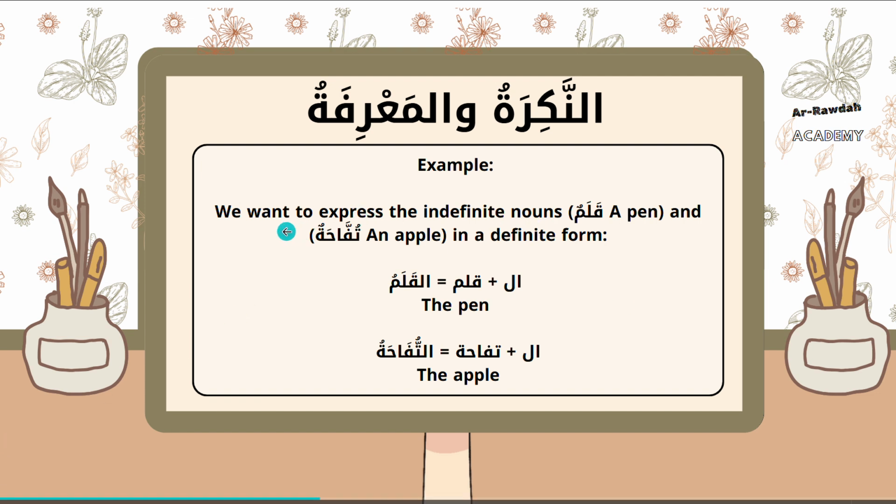So, if we want to express the indefinite noun like qalamun, by having a double vowel sign on the last letter of this word, that means it is an indefinite noun. Qalamun, a pen. So how do we express this word now in a definite case? What we do is we take alif and lam and attach it to the word. We have al-qalamu, al-qalamu.